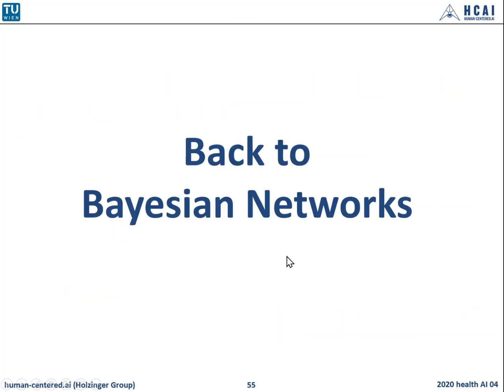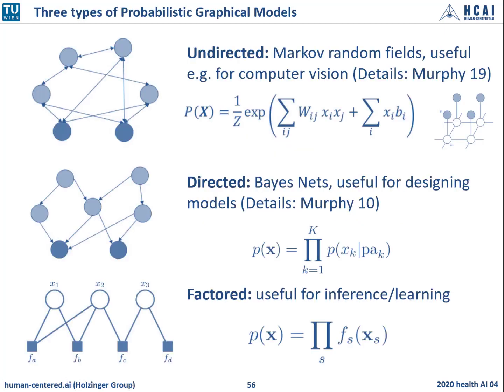Yeah, now back to Bayesian networks. After this digression, we go back to our original trail, so back to Bayesian networks. So just that you have a general overview on these three types of probabilistic graphical models. So first we have undirected, so for example for computer vision, or directed Bayes nets. This is very useful for designing models, or this factored, so useful for inference and learning. So these three types of probabilistic graphical models are used.